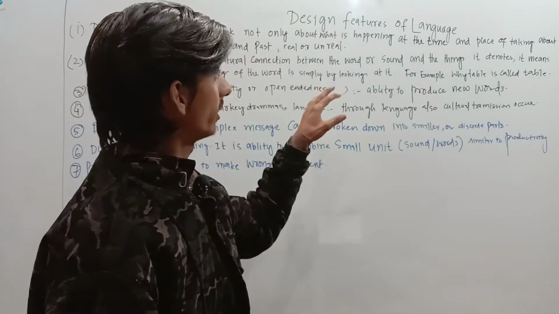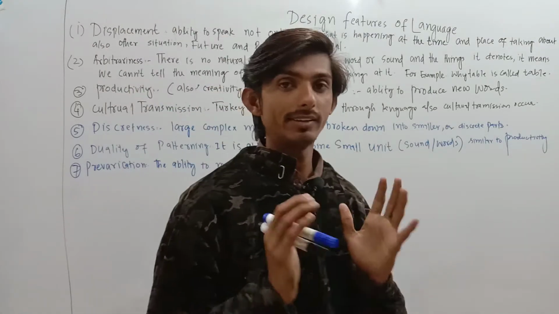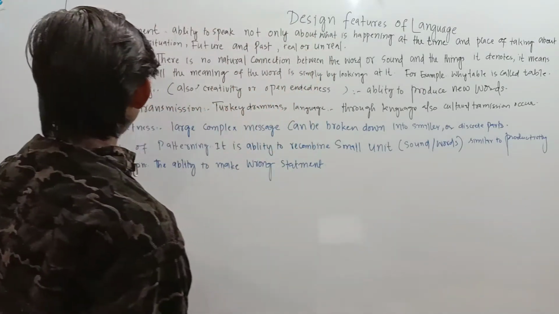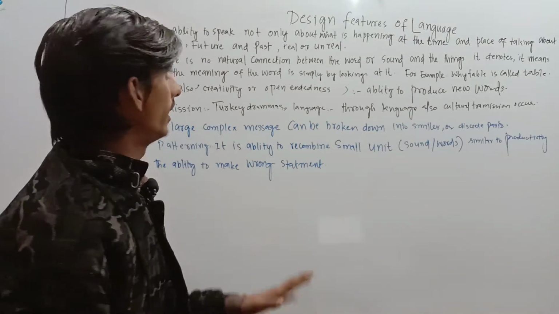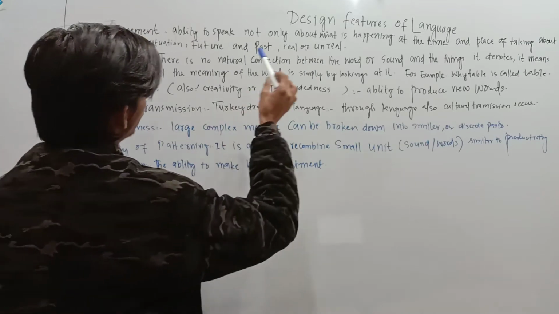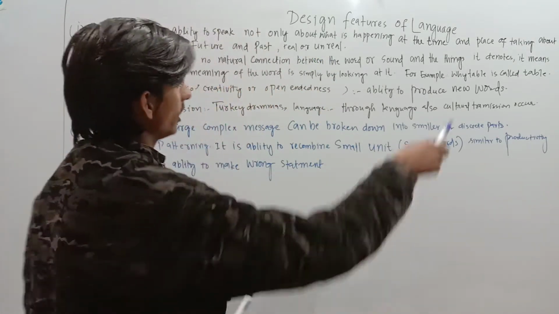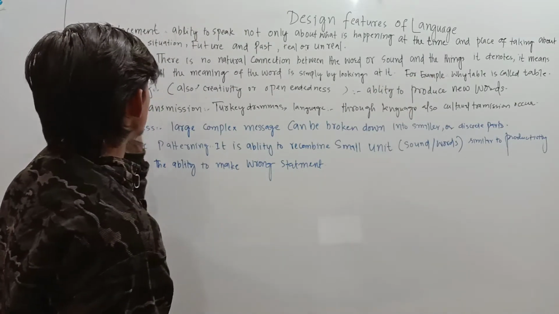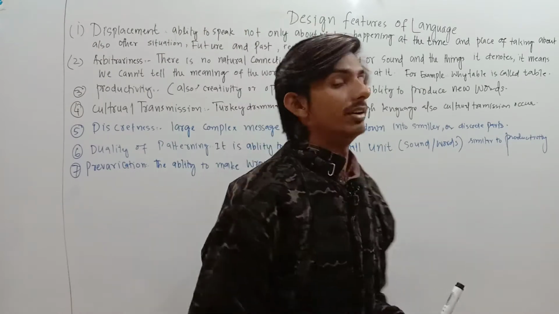So today my topic is the design features of language. Let's get started. The first design feature of language is displacement. What is displacement? The definition is: the ability to speak not only about what is happening at the time and place of talking, but also about other situations, the future and the past, real or unreal things.